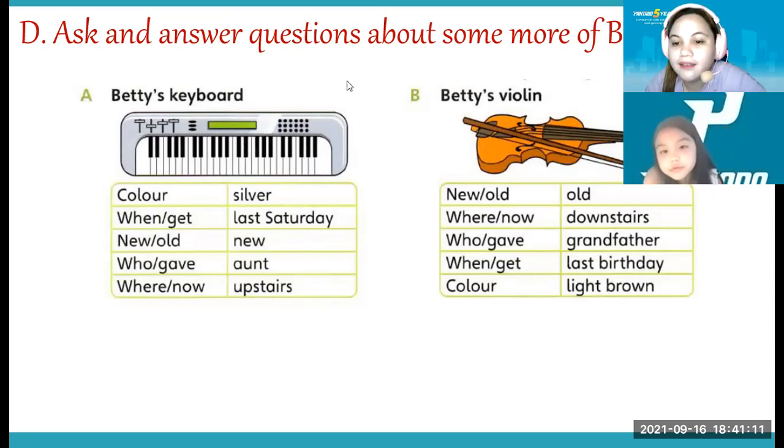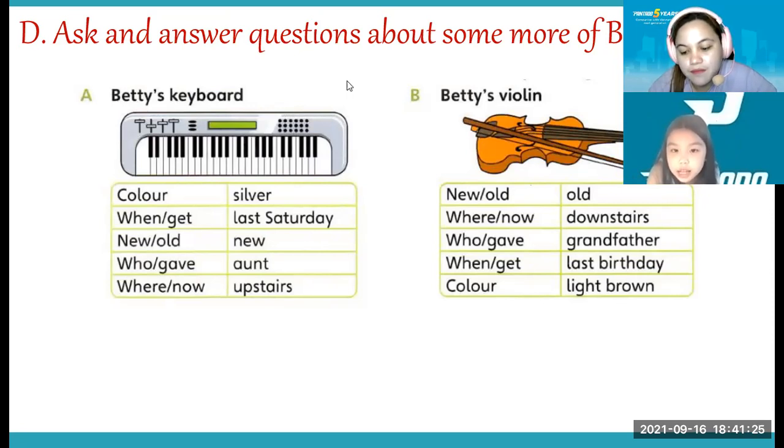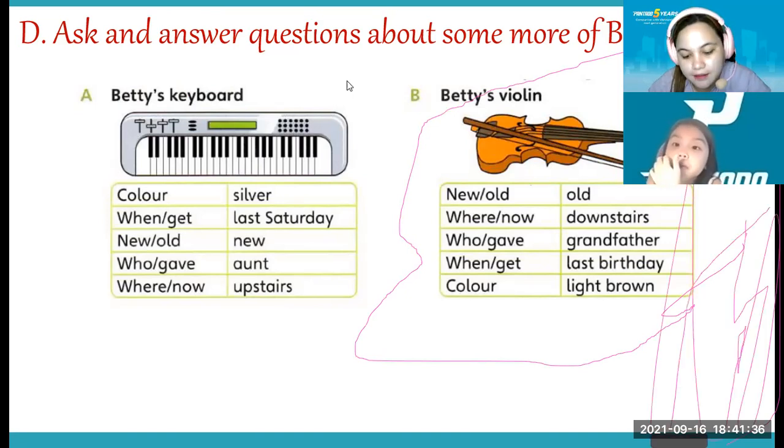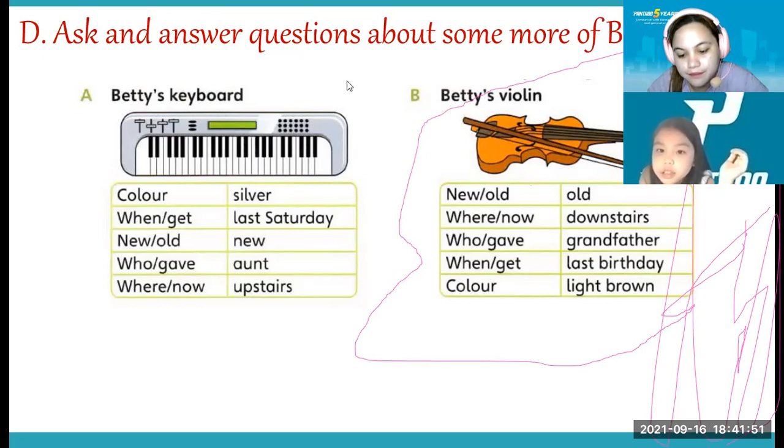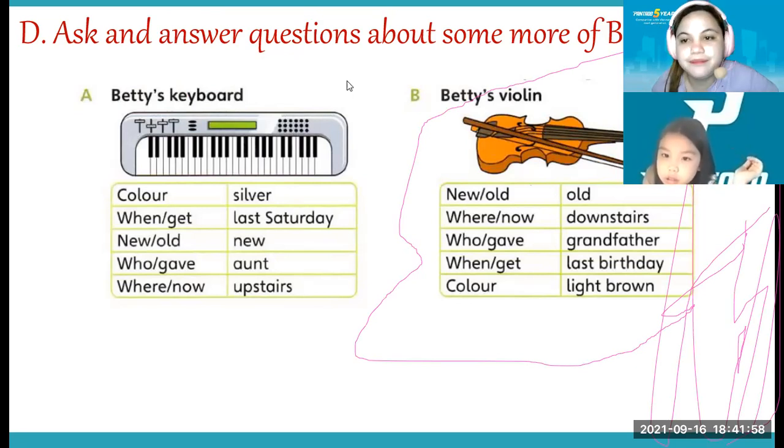Let's talk about Betty's violin. Is Betty's violin new or old? It's old. Where is the violin now? Downstairs. Who gave it to Betty? Grandfather. When did she get it? She got it last birthday. What is the color of the violin? It's light brown. Okay, very good. So good job, Huang. All your answers are correct.